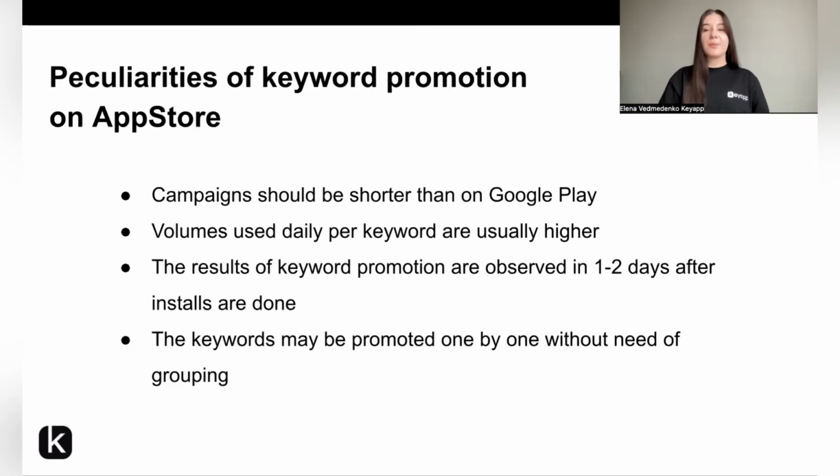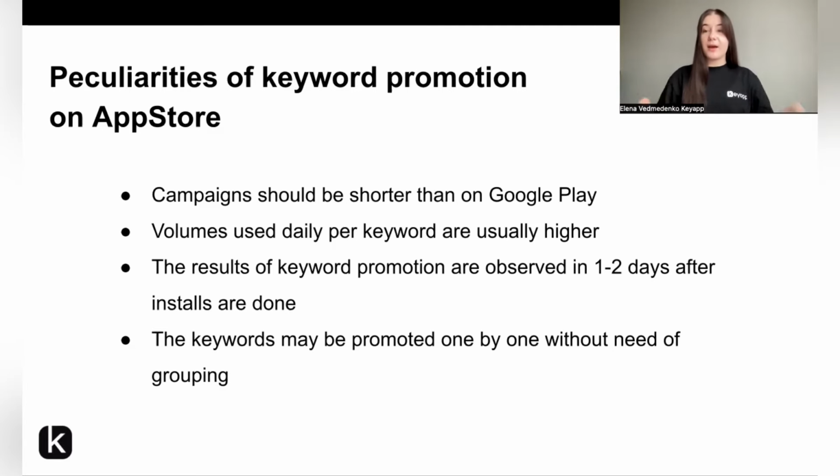Of course, working with App Store, we should understand that the volumes used daily per keyword are usually higher, but that is due to the fact that the campaign is shorter, and in such a way you just give more traffic to the keyword. Of course, the most important advantage, I suppose, is that the results of keyword promotion are observed in 1-2 days after the installs are done. If you work with Google Play, you may remember that sometimes it is needed to wait even for 7, 8, 10 days so as to get some increase in the positions after the installs were done. And actually, the way Google Play works, we cannot change it.